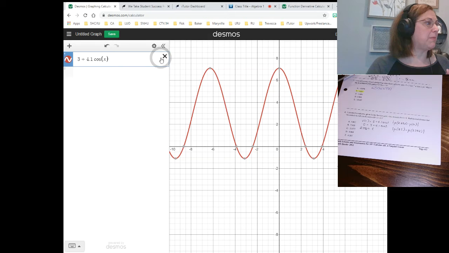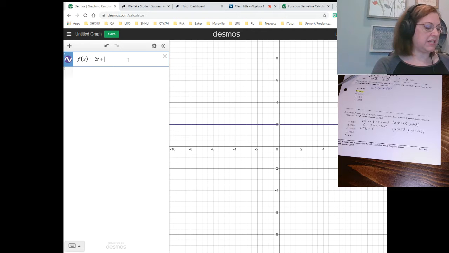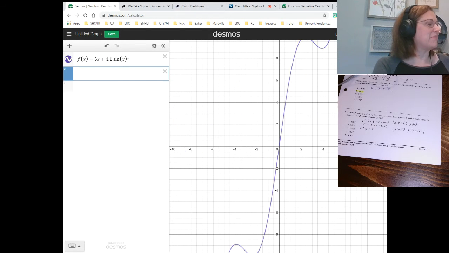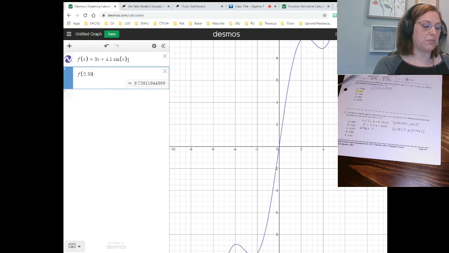So just like before, I'm going to go back and put the function in here. 3t plus 4.1 sine of t. I've got to put parentheses around it, I forgot. And oops, I put t's instead of x's, and I need a 3x. There we are. Okay, so I'm just going to put my values in here. 2.392. There we go. That's my position.